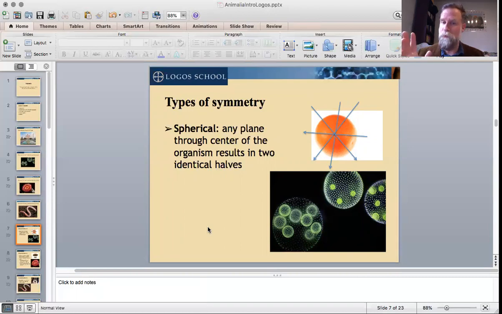But if you took any daughter colony and divided it, it would also have spherical symmetry. So spherical symmetry: any plane through the center of the organism results in 2 identical halves. So now you have a new question to ask the creature that your neighbor brings to your doorstep. All right. What kind of symmetry do you have, sir? It's a Volvox, and he says spherical symmetry. Indeed. 2 identical halves, any plane at all. No top, no bottom, no left, no right. Okay.